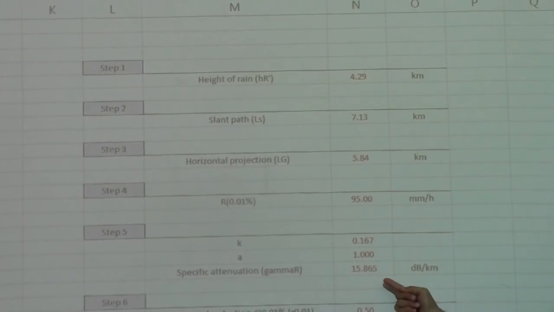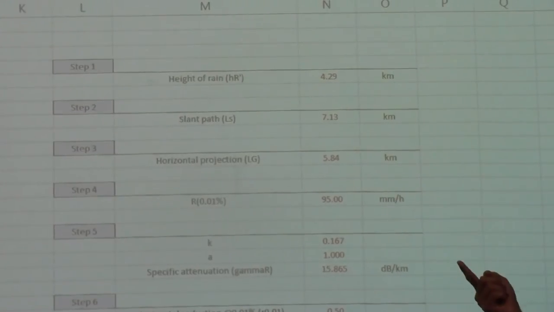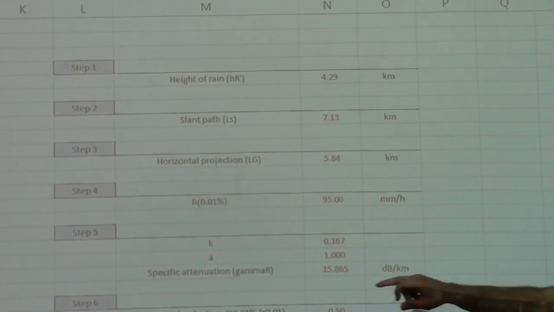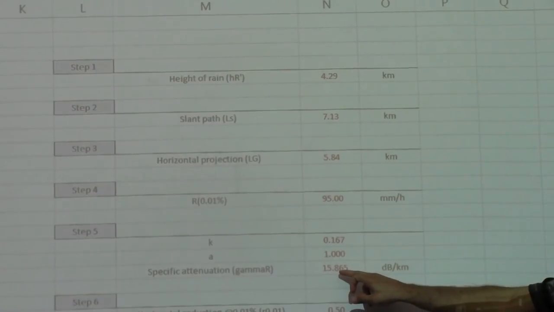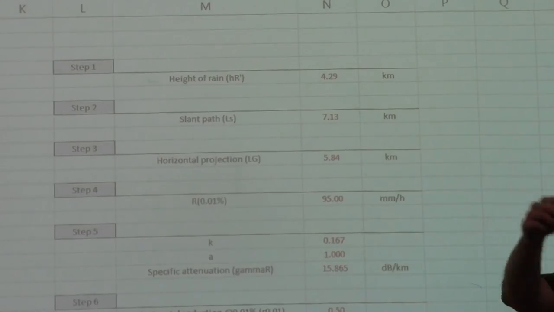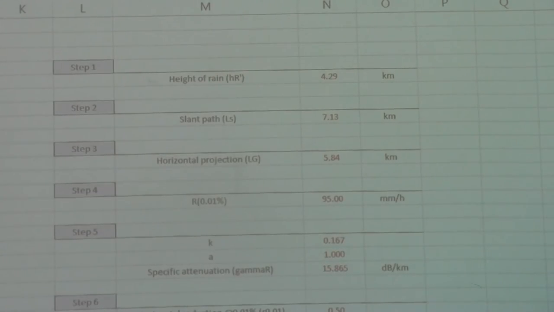So specific attenuation, remember, I'm calculating this for 30 gigahertz, right? Look how large this number is. 30 gigahertz is very sensitive to the rain. The higher you go in frequency, more and more sensitive you become. So here you're almost losing 16 dB for every kilometer of the rain at 30 gigahertz.